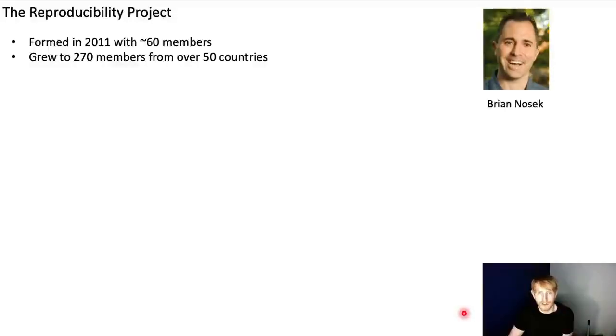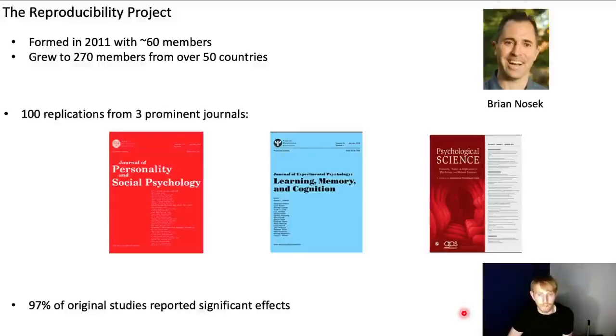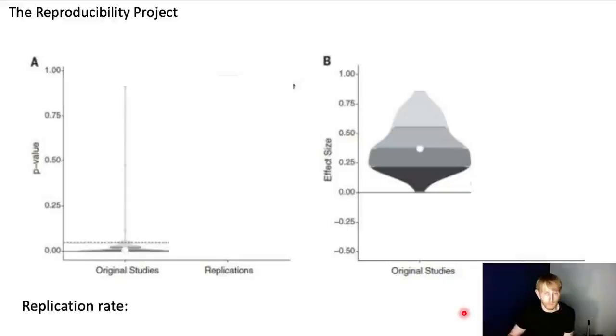I was just doing my PhD at this time, and it was just getting going. Their job was to replicate 100 studies from three prominent journals. So these are three of the biggest journals in psychology: the Journal of Personality and Social Psychology, the Journal of Experimental Psychology: Learning, Memory and Cognition, and Psychological Science. And it's important, of course, as you might expect by now, that 97% of the original studies reported significant effects, and I think the ones that didn't were just off significant. They were just marginally significant, but they still supported the hypothesis, even though it was marginal.